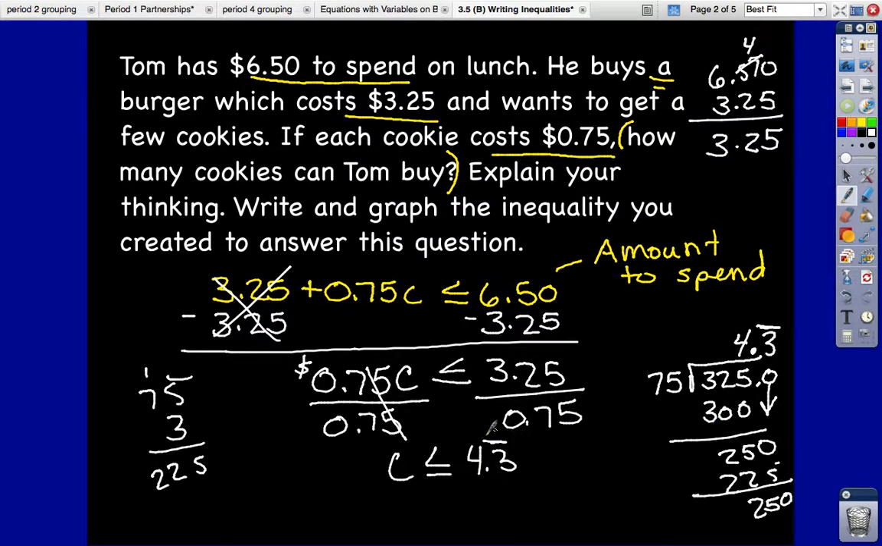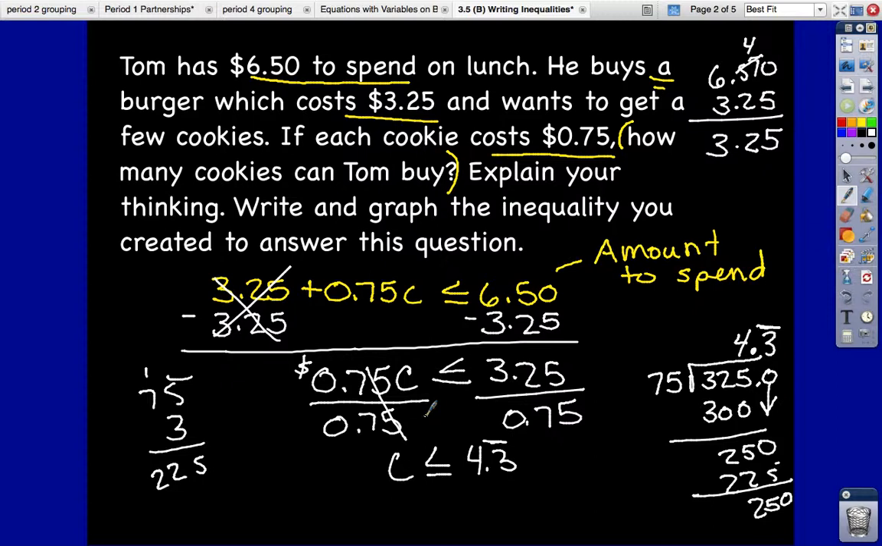So I did all that math to figure that out, but he can't buy part of a cookie. So in this context, Tom can only buy 4 cookies, right? Because C has to be less than or equal to 4.3. So in other words, he has enough money left over after this burger to buy 4 cookies, okay?